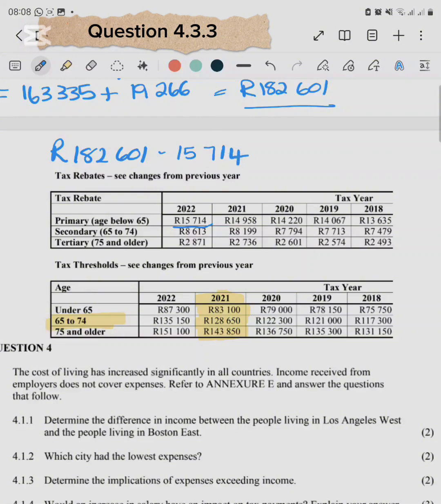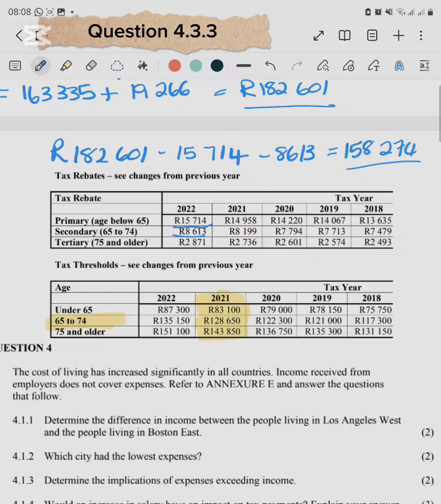And I'm also going to take off my secondary, which was 8613. And when you do that, you get to a total of 158,274. So that is now his annual tax.